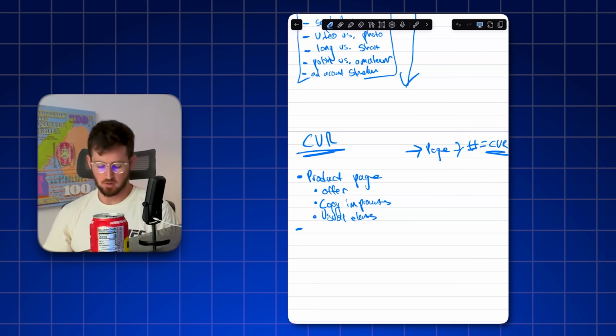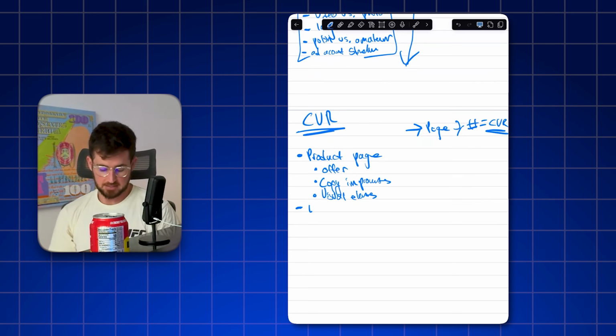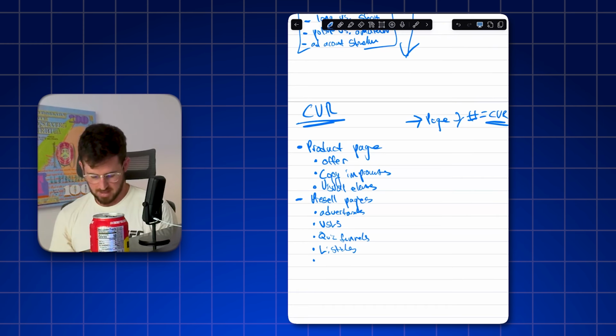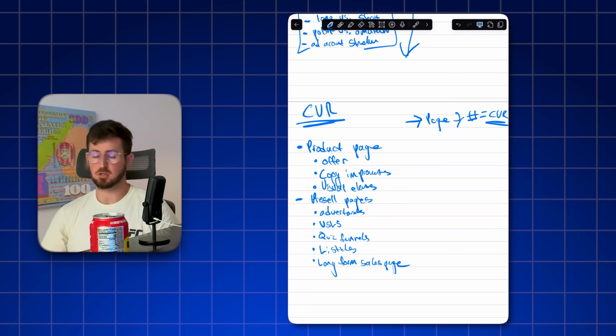Now, if all of that is already being done and we can't beat the CVR on that product page already, this is where we'll look at additional landing pages, or let me just call these pre-sale pages. And this will be advertorials, VSLs, quiz funnels, listicles, and lastly, a long form sales page. And these will just be different pre-sale pages we will test. I don't really have a specific order for which one I'll test.